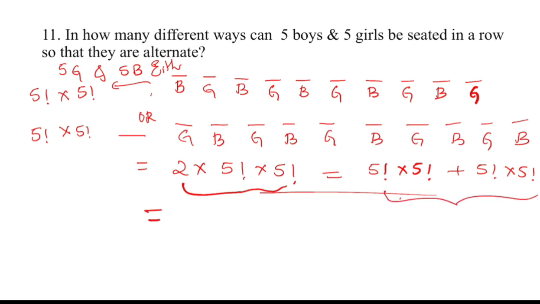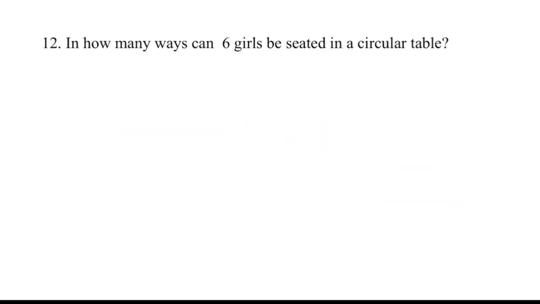Okay. So 2 into 5 factorial, whose value is 120, and again 5 factorial value is 120. So when you multiply all these things, it is 28,800 ways. Okay. So the next problem. In how many ways can 6 girls be seated at a circular table?